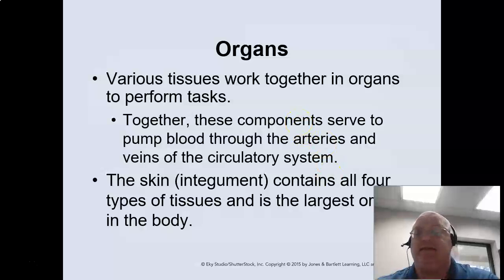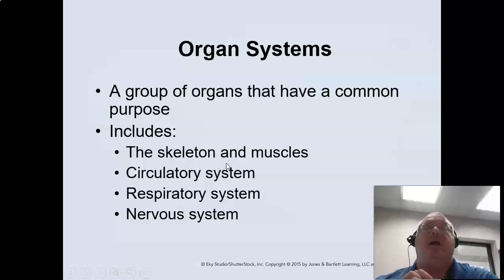a certain task. Think about the heart. It's got connective tissues in it that open and close the valves. It's got muscular tissue, but its primary purpose is to pump blood. Okay. So again, your skin contains all four types of tissues and is again the largest organ in the body. I would probably remember that little factoid. You're going to see that one a little bit later.